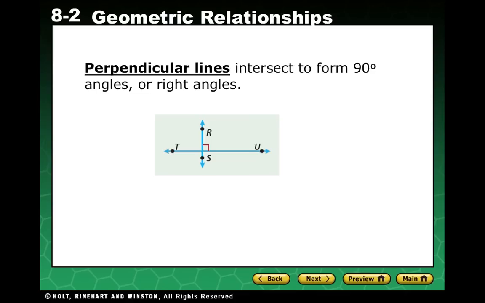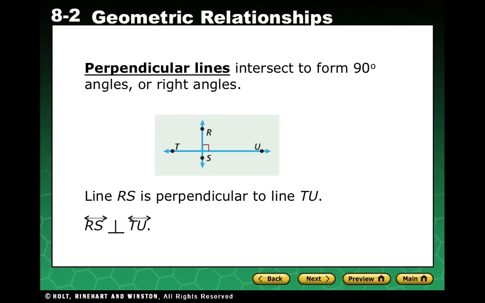Perpendicular lines intersect to form 90-degree angles or right angles. Again, we would not just assume that when we see 2 lines intersected. We would be looking for that little symbol there, or if it said it was 90 degrees. So that little square symbol in the corner shows that this angle is 90 degrees, which means that all 4 of the angles at that intersection are 90 degrees. And the way we write the symbol for that is an upside down T to show that perpendicular angle. So line RS is perpendicular to line TU.